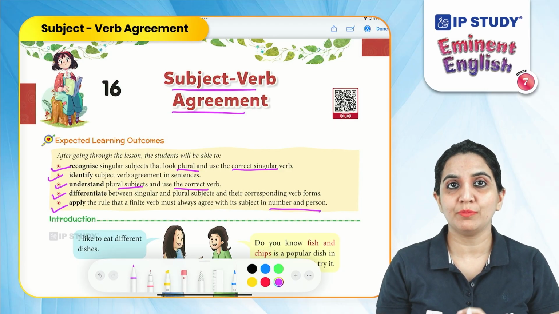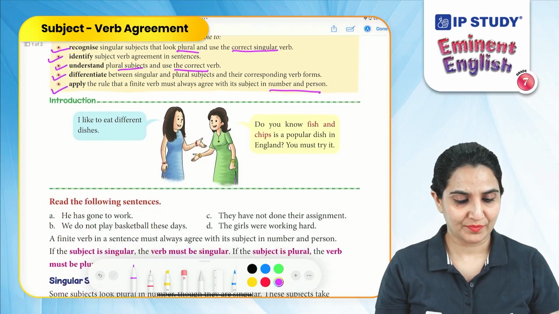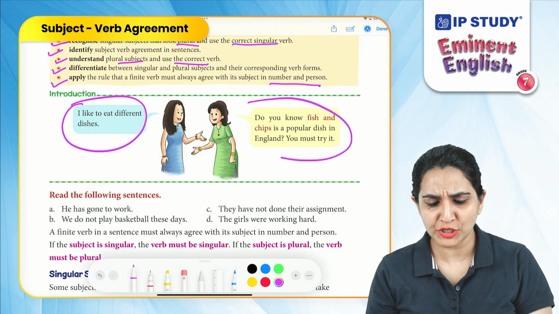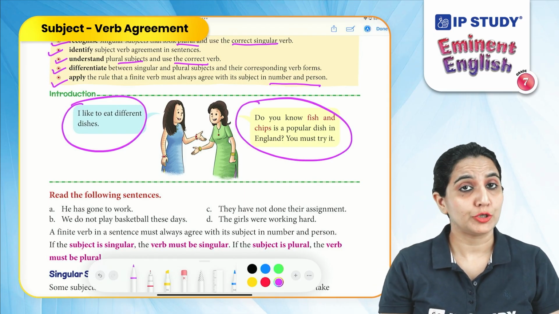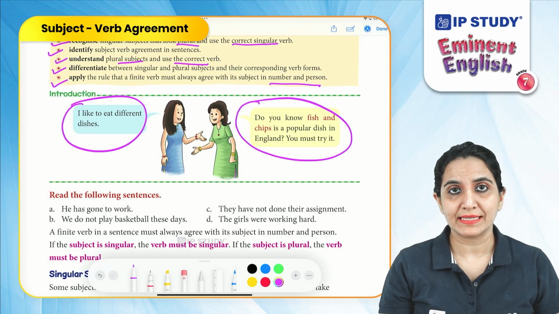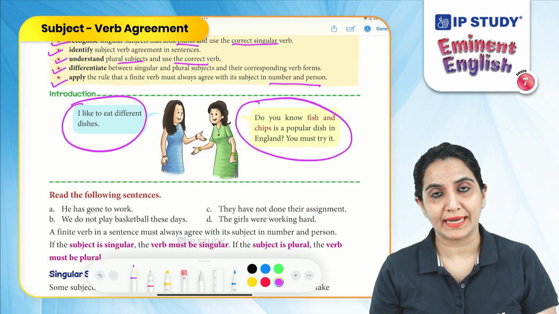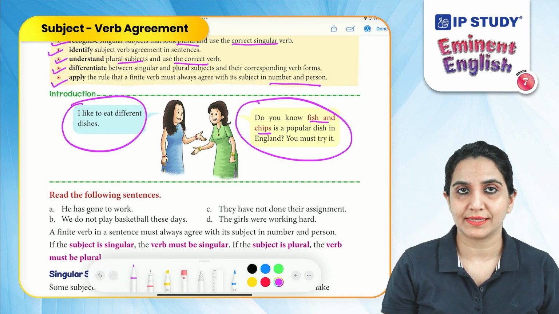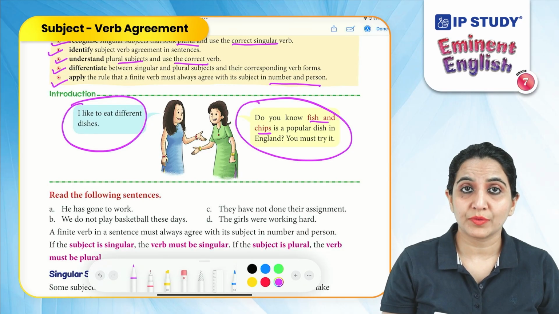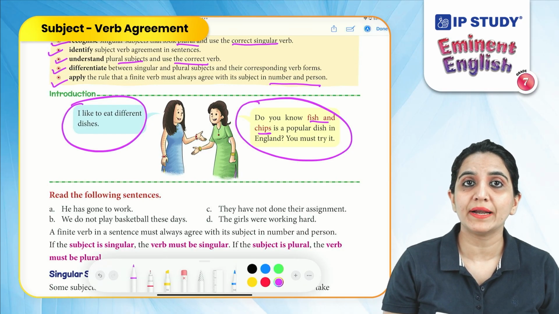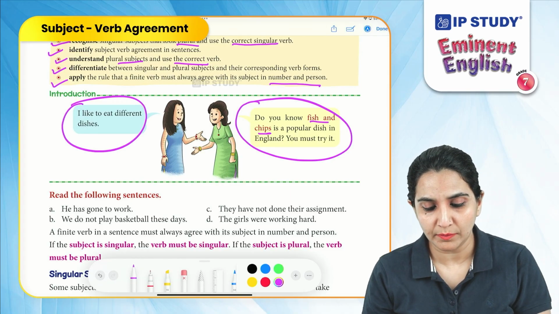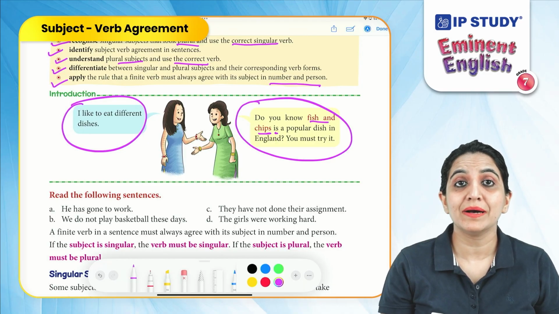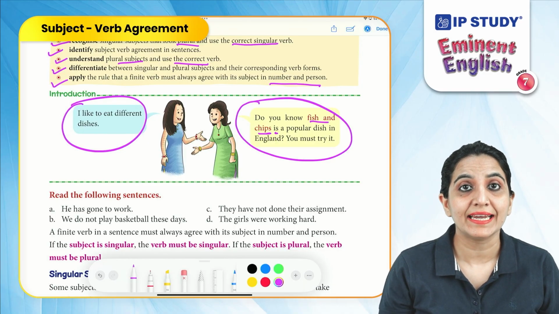Let us study this example before we dive further into the chapter. I like to eat different dishes. Do you know fish and chips is a popular dish in England? You must try it. Now, in the second sentence, we are talking about a popular dish in England, which is fish and chips. That means fish and chips, a dish, is the subject in the sentence. Since fish and chips is a singular dish, we are talking about one dish. So it will take the singular verb is in the sentence. Well, that is subject-verb agreement: a verb must agree with the subject in a sentence in number.